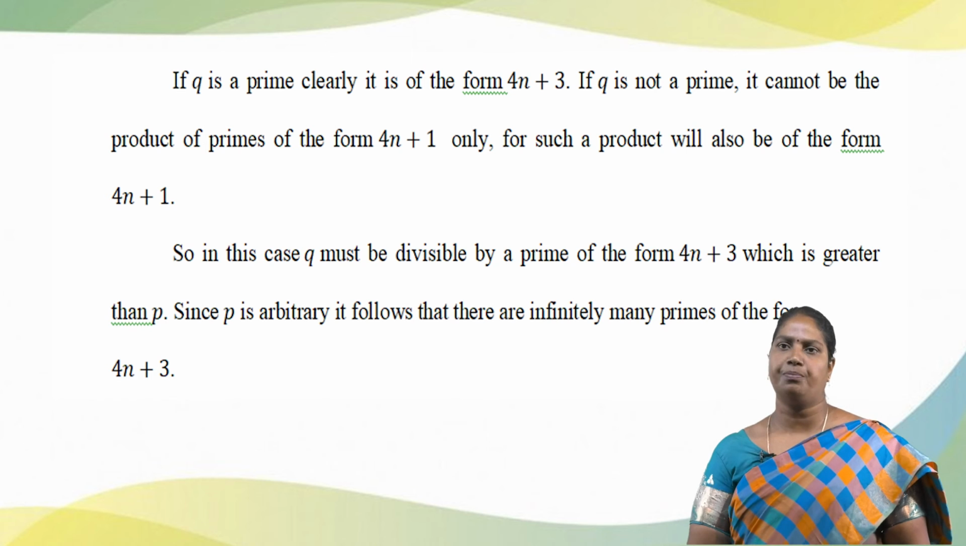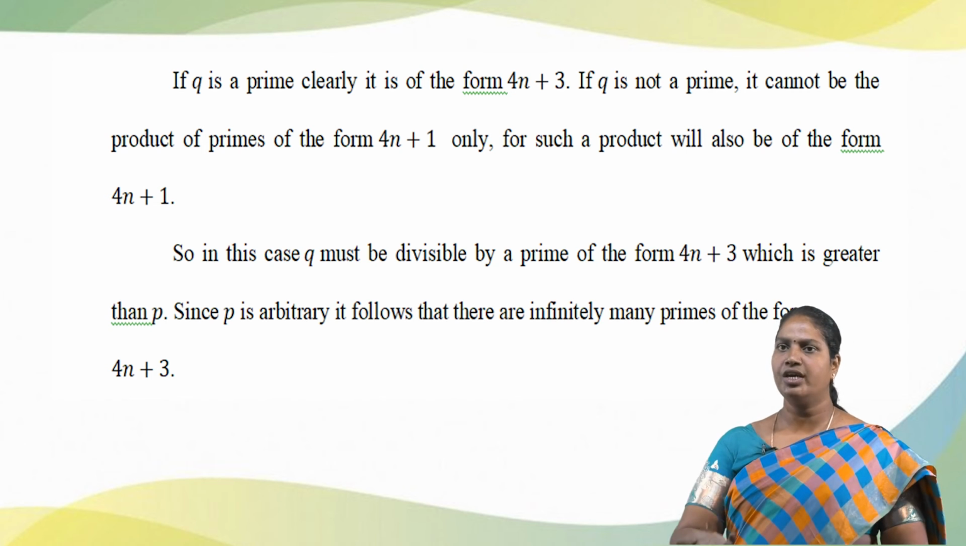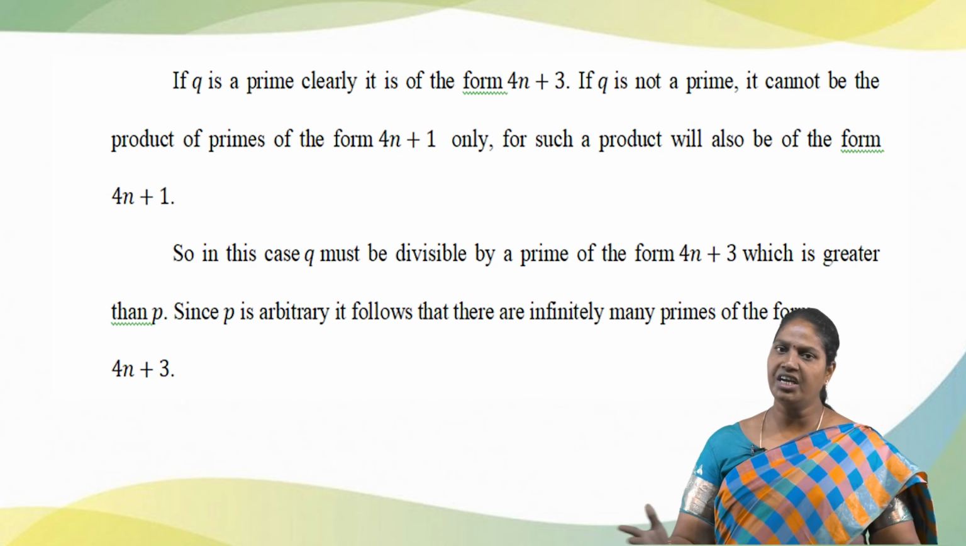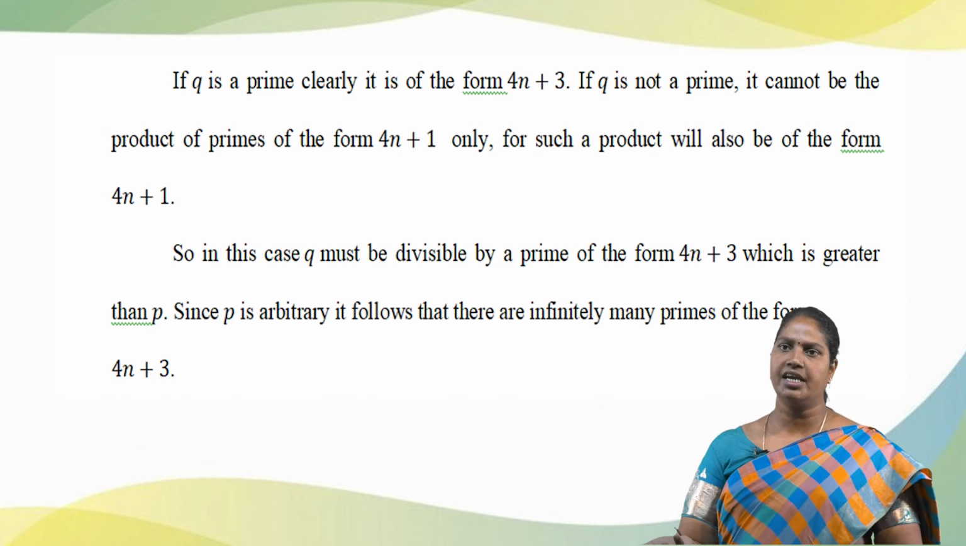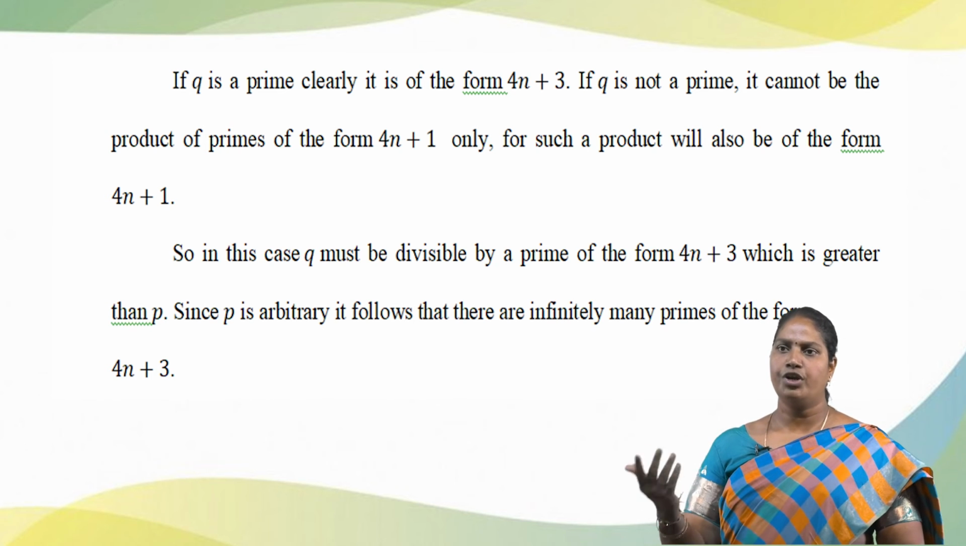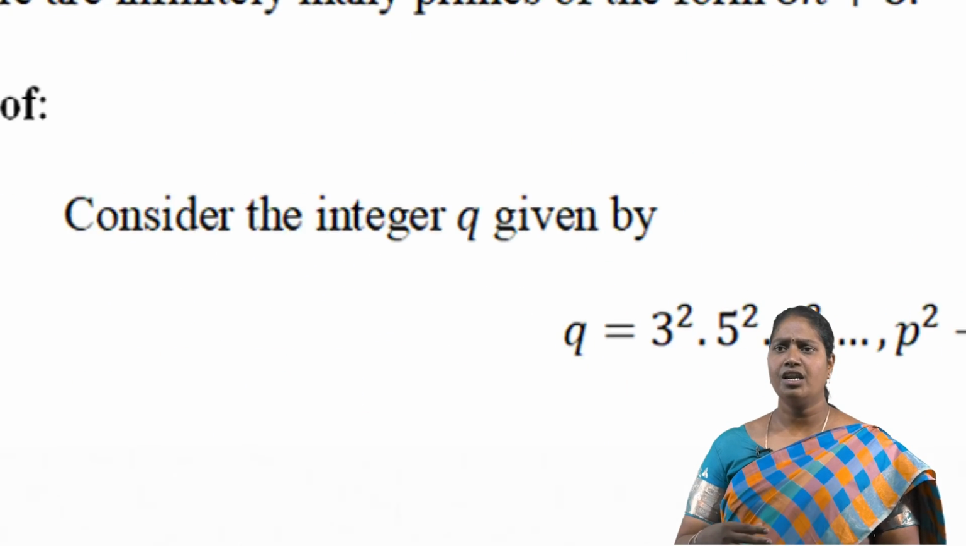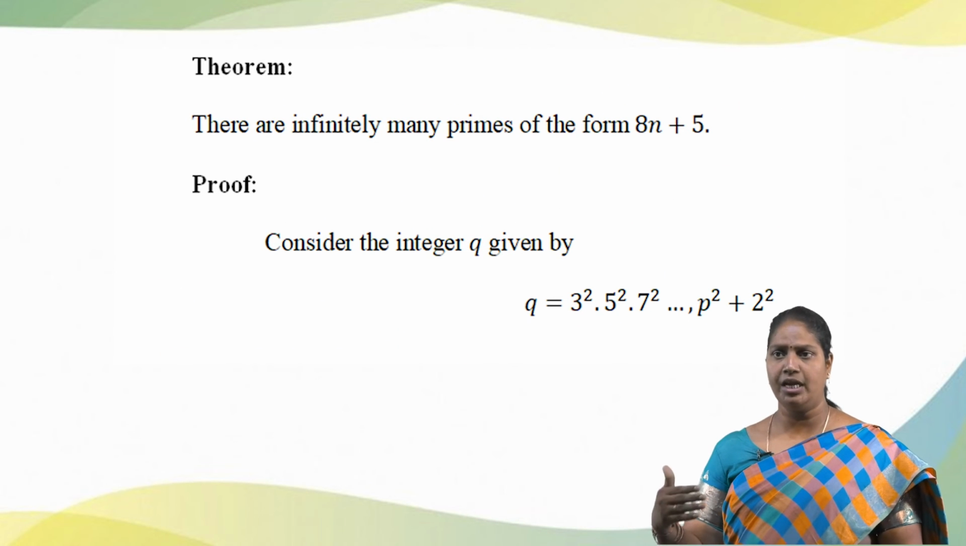If q is itself a prime, then there is nothing to prove because it is already in the form 4n plus 3. Hence, there are infinitely many primes. As Dirichlet said, there are infinitely many primes of the form 4n plus 3. Similarly, there are infinitely many primes of the form 8n plus 5. This is also a Dirichlet result.